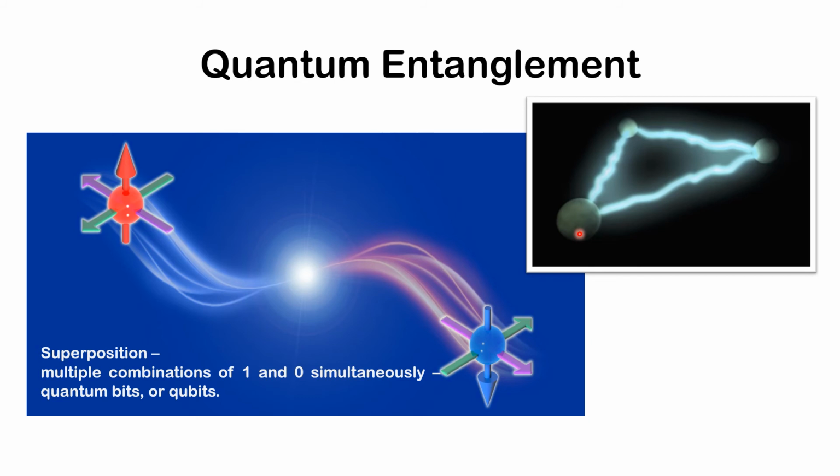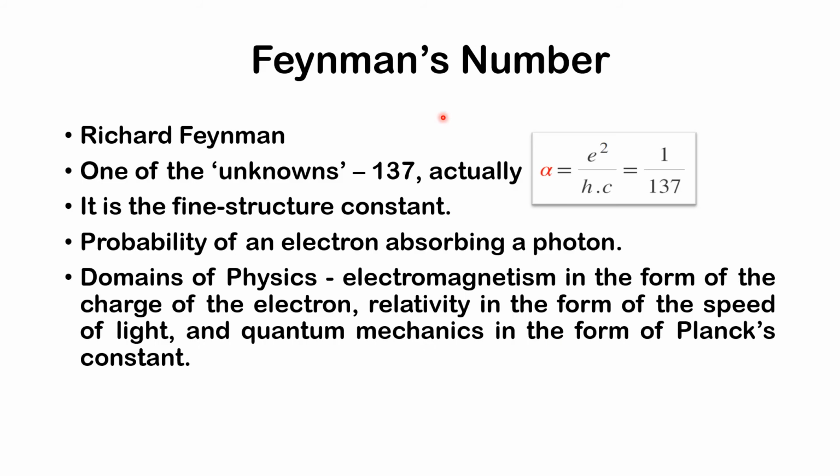One particle may exist on Earth, say with a spin along the positive z-axis, and you can find an opposite particle at another point on Earth with a totally different spin along the negative z-axis. So this is what we call quantum entanglement. And this happens because of what we call superposition, multiple combinations of states 1 and 0, which we call quantum bits or qubits.